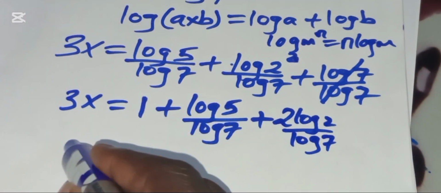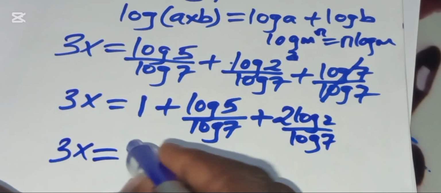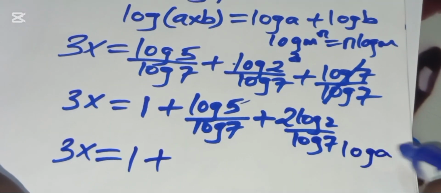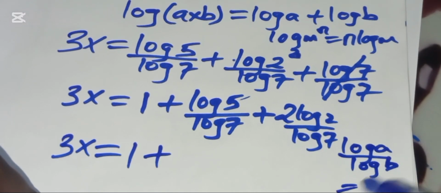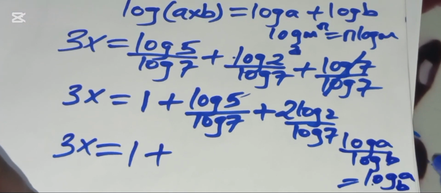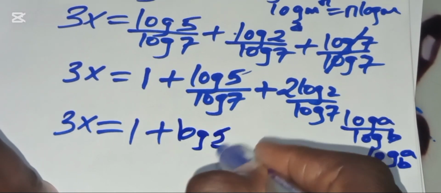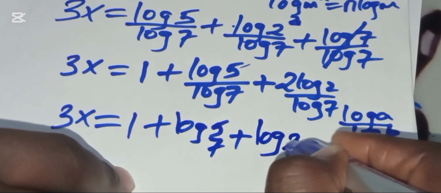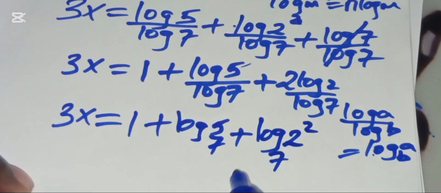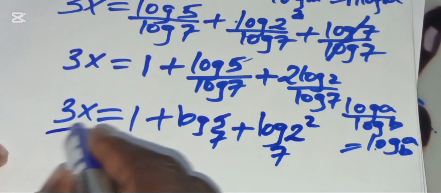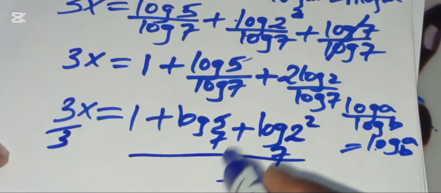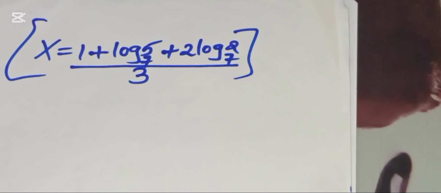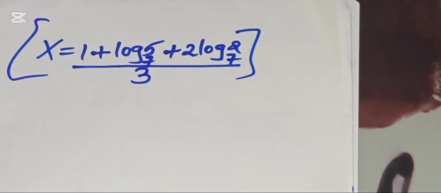So from here, we'll have 3x equal to 1 plus log 5 divided by log 7. This is in the form of log a divided by log b, which you can express as log a to base b. Let's apply this property. We'll have log 5 to base 7 plus log 2 raised to power 2 to base 7. We divide both sides by 3, so that now the value of x is 1 plus log 5 to base 7 plus 2 log 2 to base 7, divided by 3.